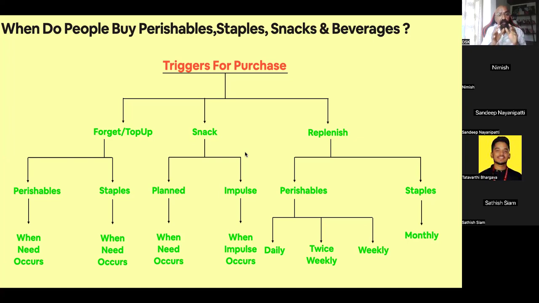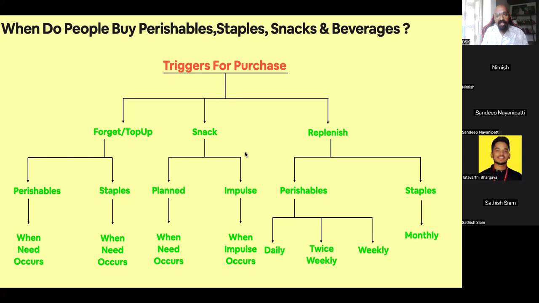We see that under the forgetting and top up, either perishables can be done or staples can be purchased, and it happens when the need occurs. Likewise, snacks are purchased typically when they are planned for, or mostly when it's impulse. And when the impulse triggers, it can happen at the store or it can happen at home.